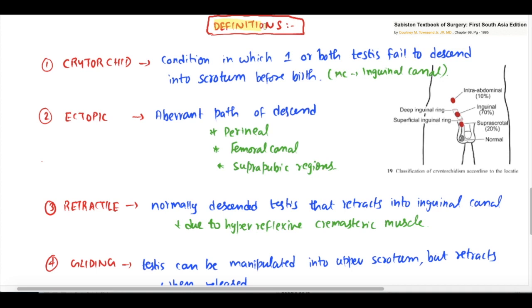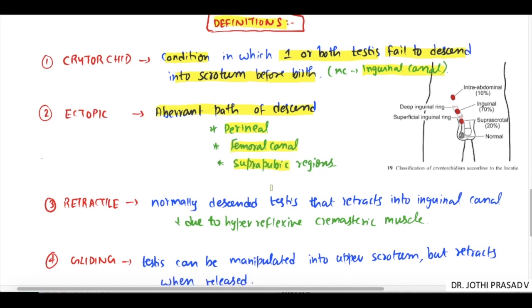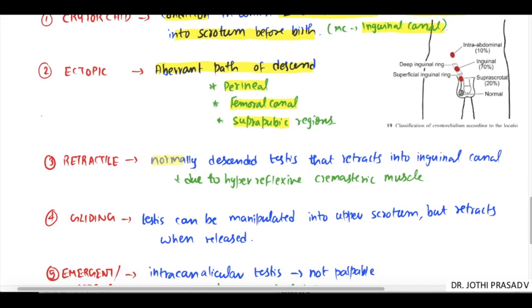Coming to certain important definitions, first one is cryptorchid testis. It is nothing but a condition in which one or both testes fail to descend into the scrotum before birth. It is usually in the common path of descent, and the most common position in which it is identified is in the inguinal canal. Ectopic testis is aberrant path of descent. The testis will not be in the normal path of descent. That is, it can be in the perineal region, femoral canal, or suprapubic regions.